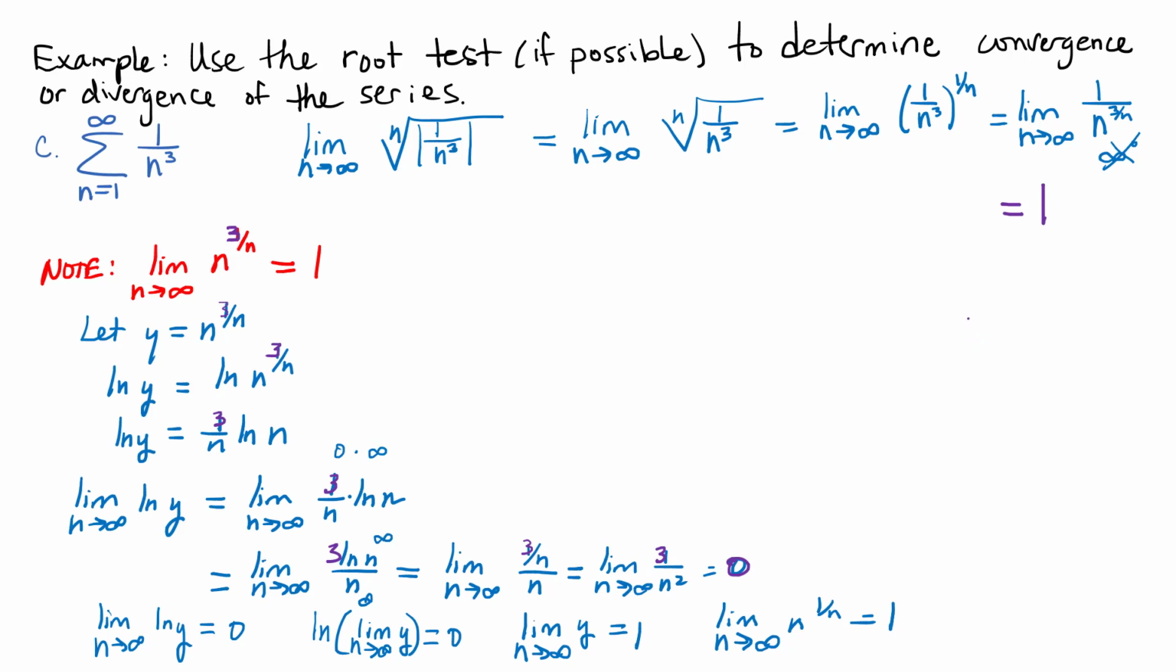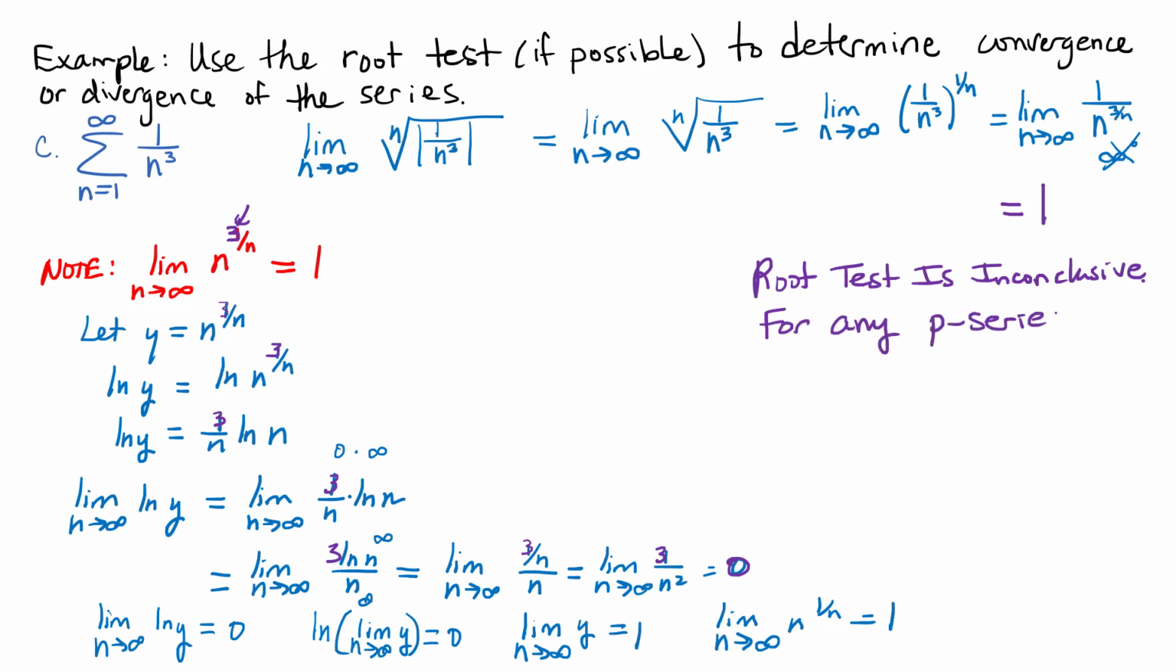Now, that means that the root test is inconclusive. And not only that, but as I pointed out, it doesn't matter if it's a 3, a 1, or whatever. Anytime you have a p series to any power, the root test will always be inconclusive. So I'm going to say not only is it inconclusive for this, but it's inconclusive for any p series. So we don't want to use the root test on p series.